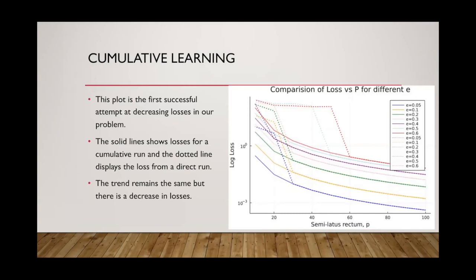So over here, I hope it's visible. The solid lines correspond to results from the cumulative training, and the dotted lines correspond to results from just static training the entire data set at once. We can see that for large P values, it's at the very end. So for P equals 100, the results are comparably the same. But when we go to smaller P values, we can see that cumulative learning performs much better than just static learning. And that was our first optimistic result.